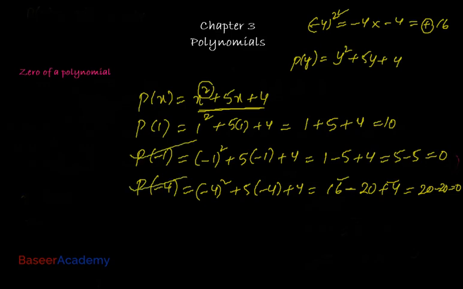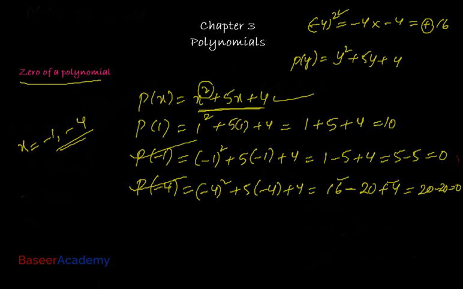So how many times did you get the answer as 0? 2 times. When you substituted the value of x as minus 1 and when you substituted the value of x as minus 4. So this minus 1 and minus 4 are known as zeros of this polynomial, the polynomial x square plus 5x plus 4. Both times I'm getting 0.